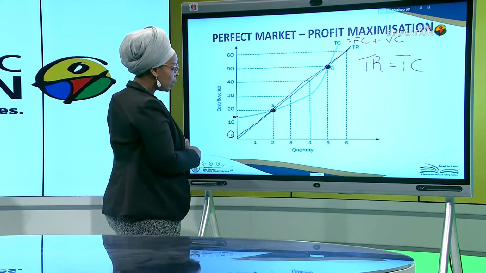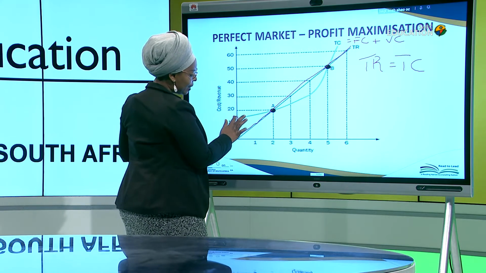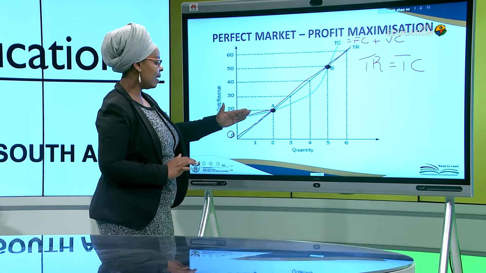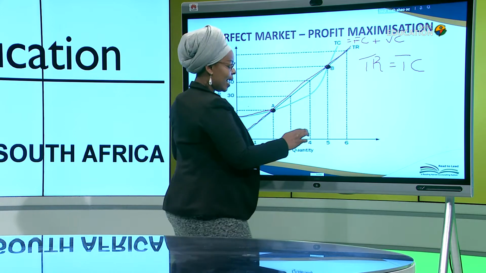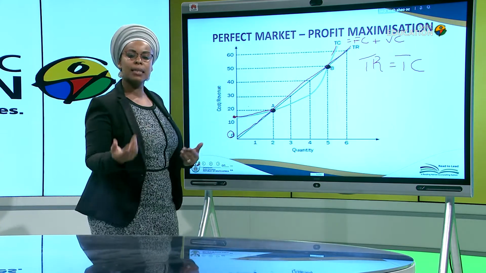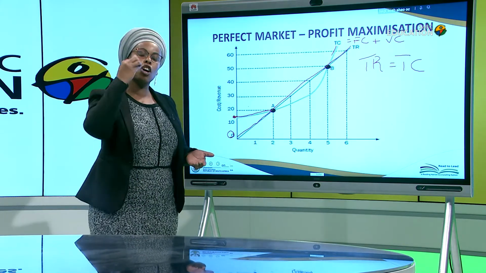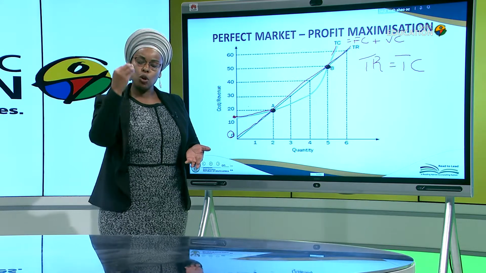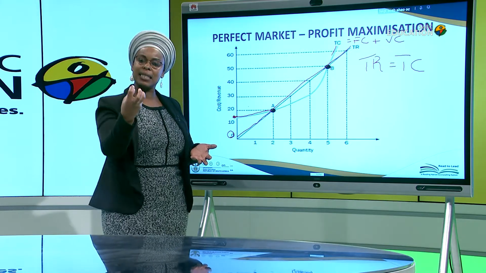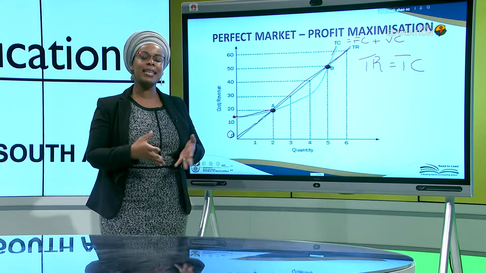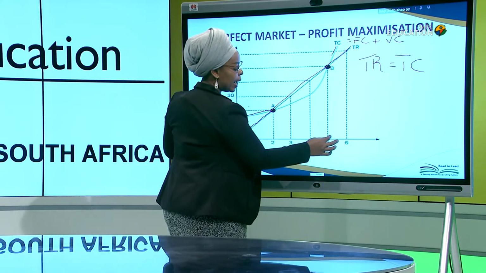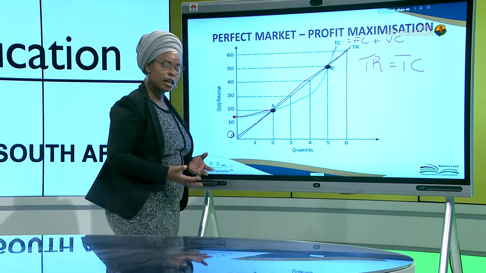So I want you to look at this curve. From this point, it is moving upward. It is above the TR curve. Again, from quantity 5, it is also rising above TR. What does this mean? It means that the total cost is above the total revenue. So total revenue is less. The business is receiving less revenue. So the business is making a loss. So at quantity between 0 and 1, the business is making a loss, and between 5 and 6, the business is also making a loss.